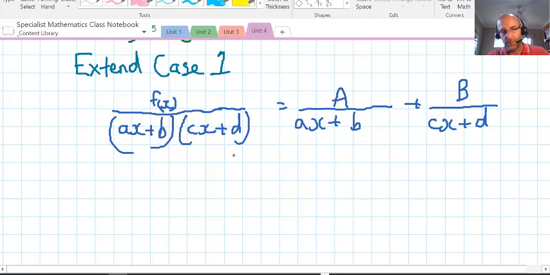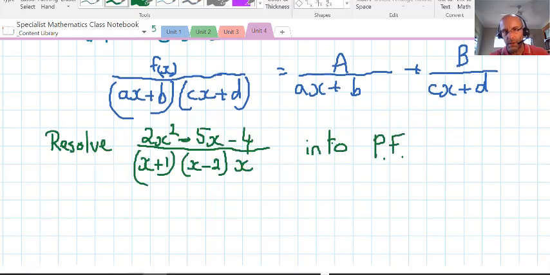So let's do an example of one of these. Let's resolve what we see here into partial fractions. Now we see we have some sort of quadratic on the top, and we have a cubic, if you look closely, on the bottom. And we can see that it does fit the extended form of case 1 there, but no longer do we just have something like ax plus b on the top. We have something of a higher order, but it is still a proper fraction, and so it still fits the description that we've been using.